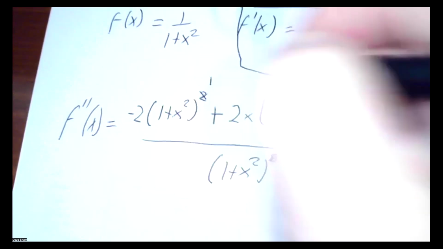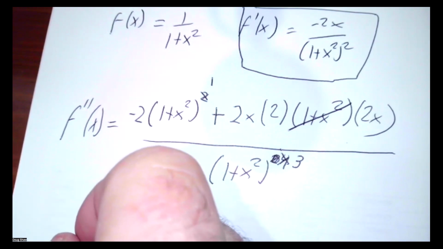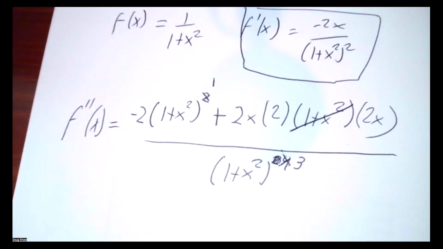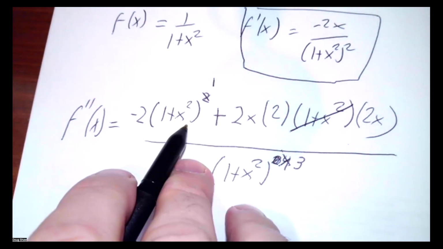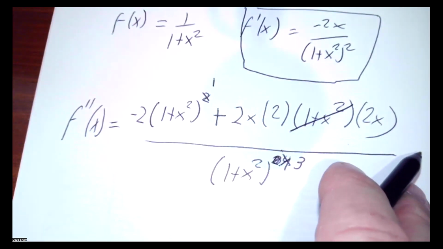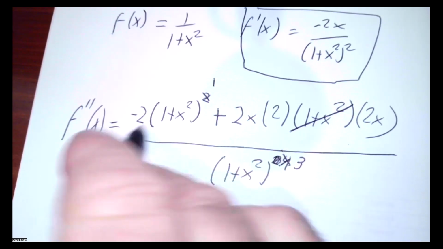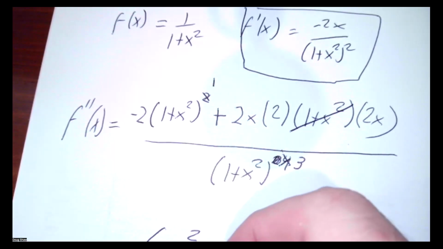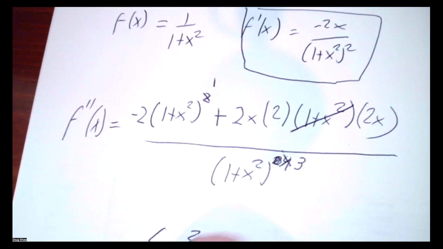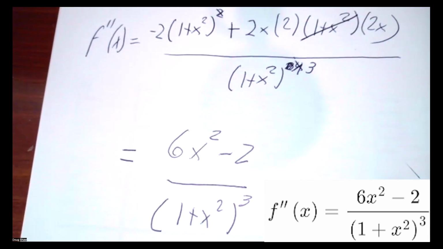Okay, there we go. So we'll kill one of those. We'll kill one of those. We'll kill one of those. And so what I have left is negative 2x squared plus 8x squared is 6x squared. And then minus 2 times 1 is minus 2. So this is what I get.